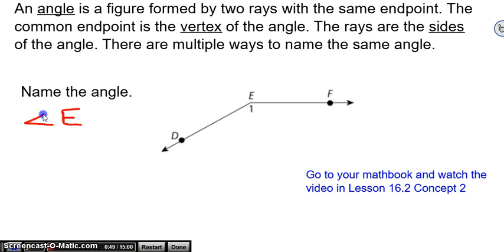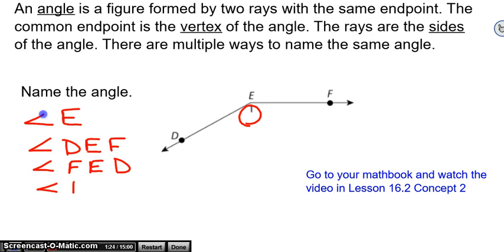Another way to name this angle is by saying angle DEF, and that's because if you had connecting angles, naming with three letters is crucial so that you know exactly which angle you're talking about. But notice that the vertex is in the center of those three letters, which means we could also name this angle FED. The fourth way that we could name this angle is by the number that is in the vertex of that angle, so we could also call this angle 1.